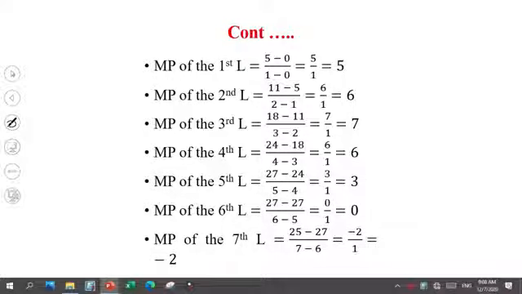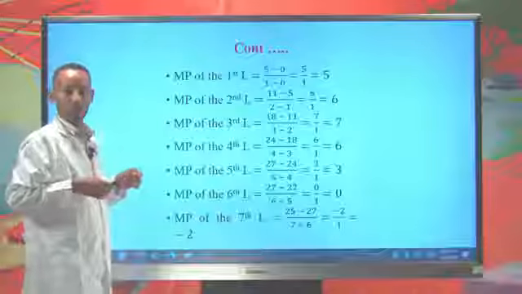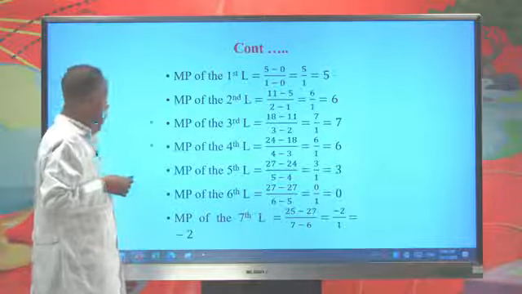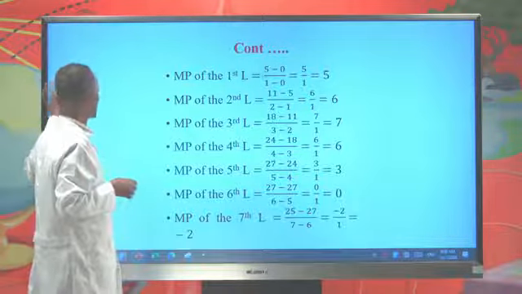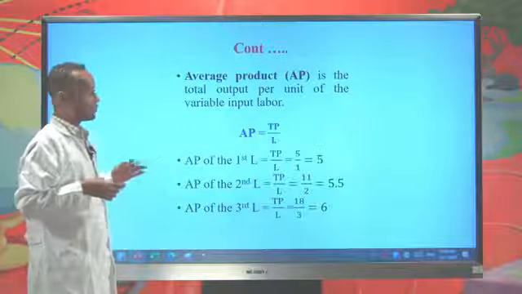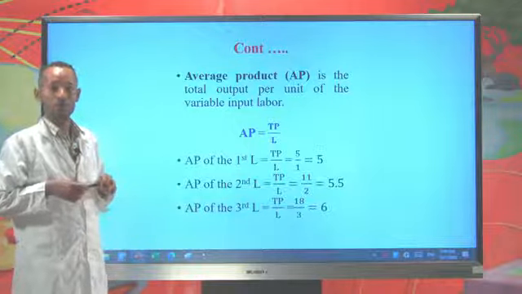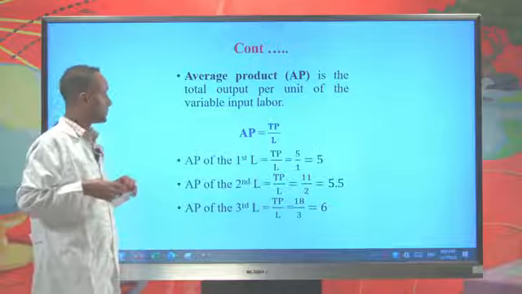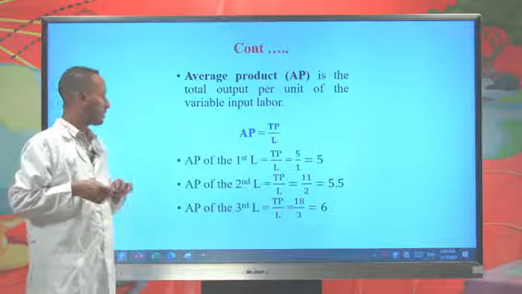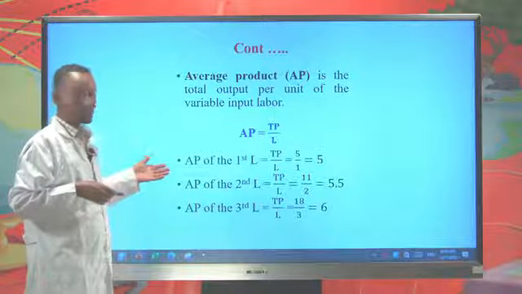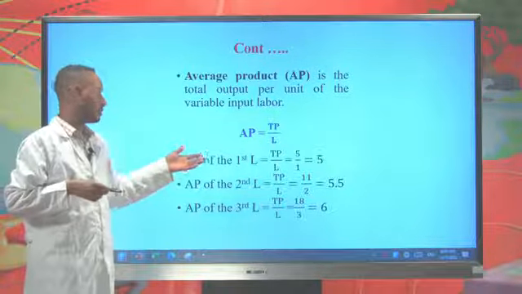Mathematically, we saw the way of calculating the marginal product of the variable input labor based on the table that we saw on the farm model. This is the way of calculating the marginal product of the variable input labor. The average product is the total product per unit of the variable input labor, and mathematically it is calculated by dividing total product by the variable input labor.